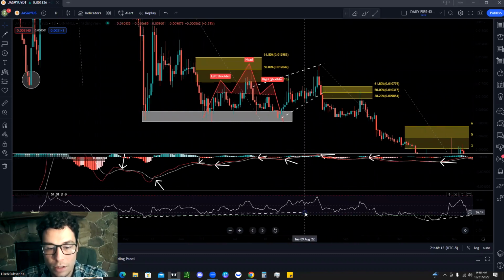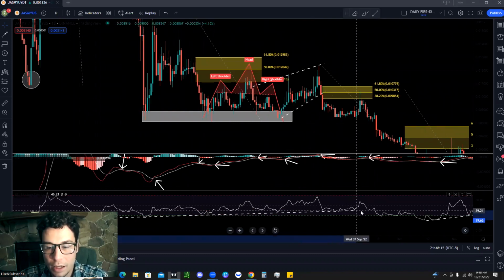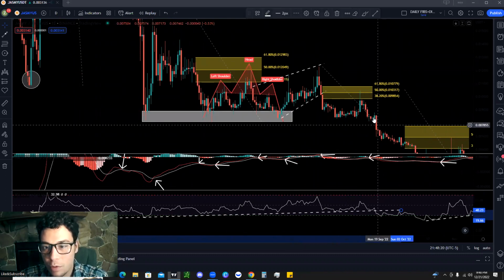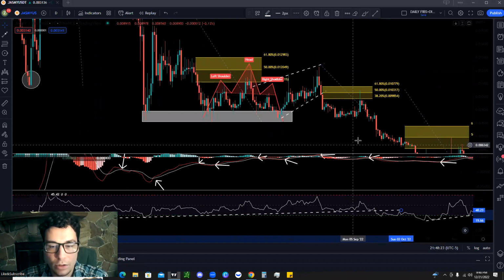If I extend this over just a little bit, you can see that once we did break that trend line right over here, that's when we ended up getting a very sharp move to the downside.